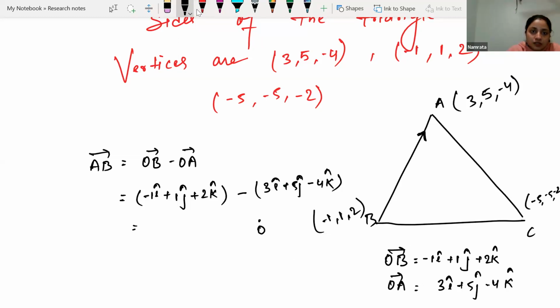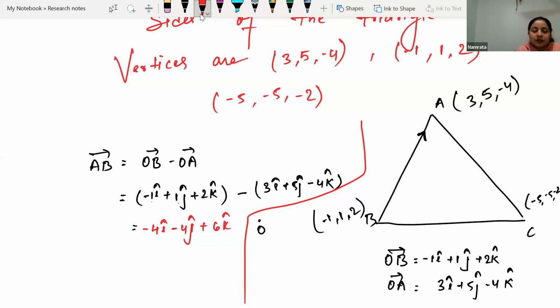Okay, let's do the solution. So we will have negative 1i minus 3i, which will be -4i. 1j is here and minus 5j, that means -4j. Then 2k plus 4k, that is 6k. Okay, so this is what we got as the equation of the line AB. Let me match it. Yeah.